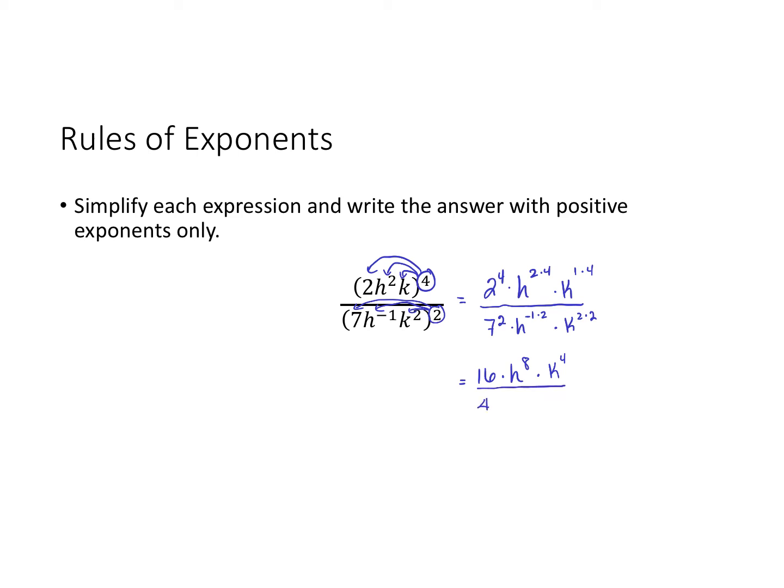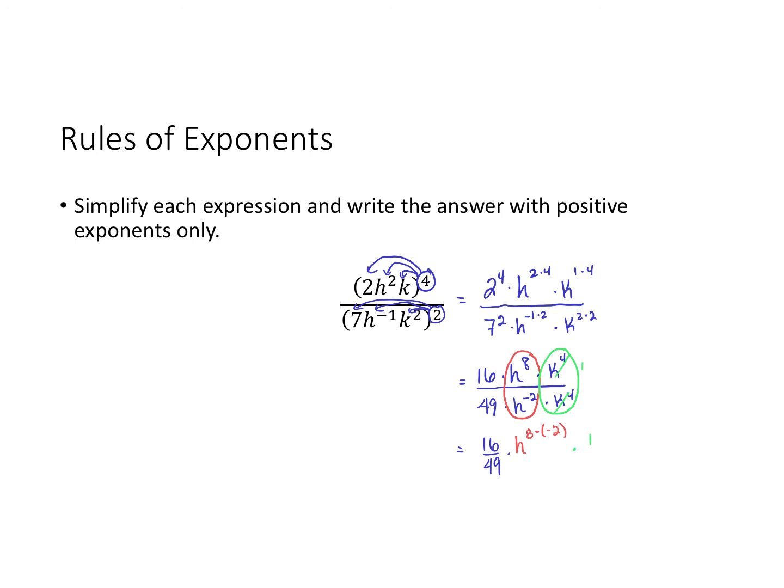In the denominator, we get 7 squared, which is 49, times h to the -2 times k to the 4th power. Now, 16 over 49, I can't really simplify that any further, so I'm just going to write that as 16/49. And then now let's take a look at this term right here. We can use the quotient rule since we have a common base of h. So that gives us h to the 8 minus -2. And then let's take a look at this last term. So k to the 4th divided by k to the 4th, that cancels each other out and it just equals 1. So you can think of that as times 1.